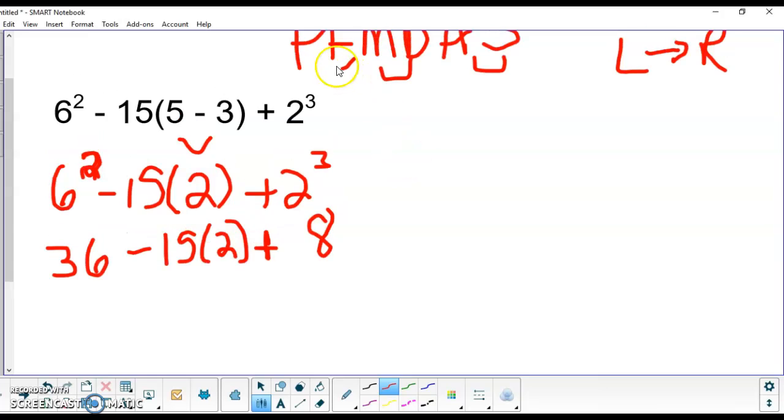All right, the next thing is multiplying and dividing. The only thing I see here is multiplying. Now, I don't see a multiplication sign, but you know that anytime you have a number beside a number in parentheses, that means to multiply. We have 36 minus 15 times 2 is 30 plus 8.